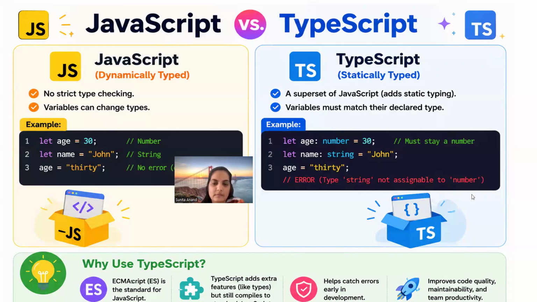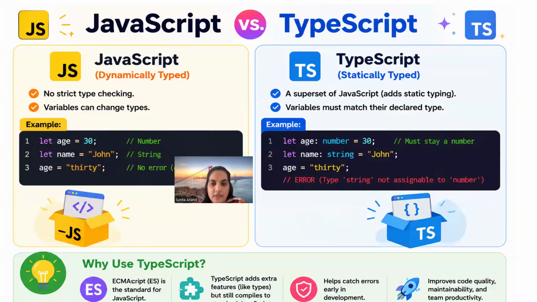Here we are going to understand why we are going for TypeScript. Now see, there is a standard. In order to write a program in JavaScript or TypeScript, there is a standard called ECMAScript, or ES. ECMAScript is the standard for writing a JavaScript program. So you have a certain standard which you have to follow, and TypeScript follows the ECMAScript standard of writing your program.